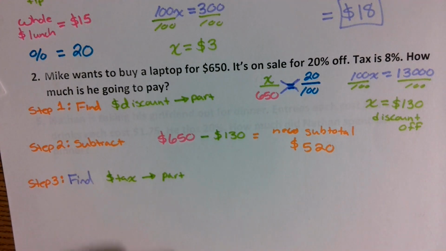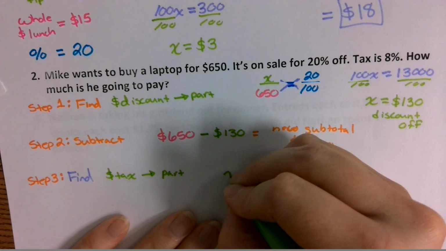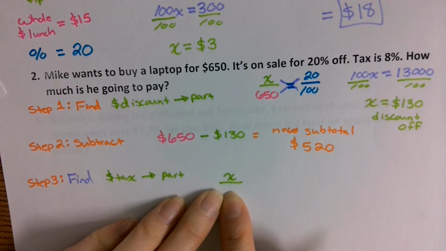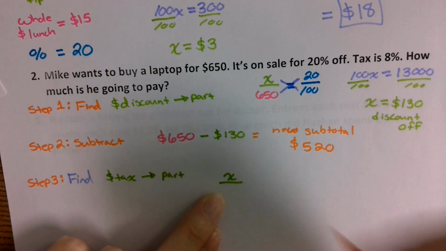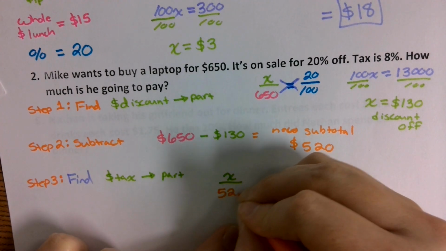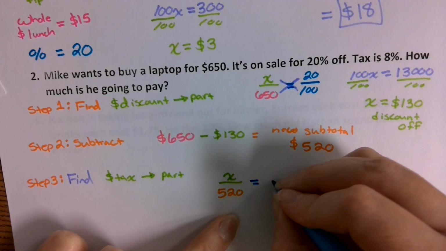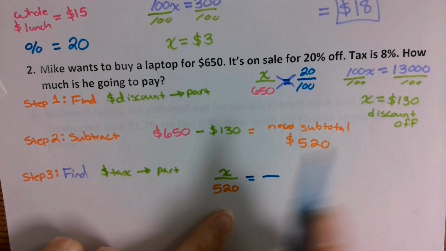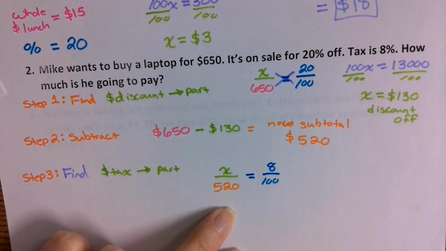So you're doing a proportion again, but this time it's based off of how much for the total? What's it based off of now? 520. It's based off of your new subtotal, 520. And your percent is different. What's the percent this time? What's the percent in the problem for tax? 8. 8% out of 100.